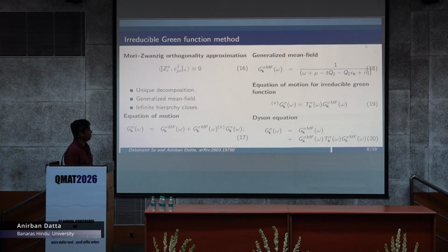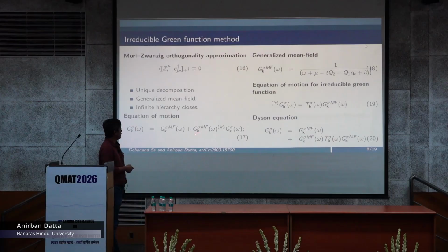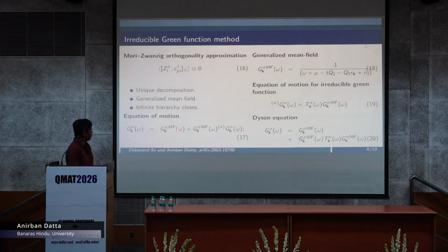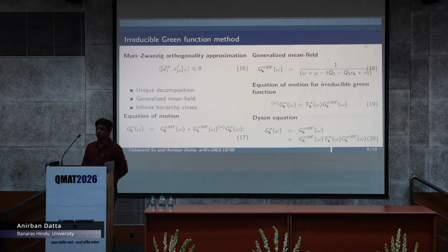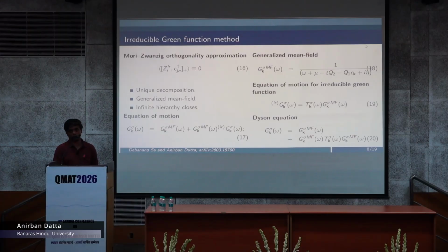So it's a T, which is T times some G mean field, where this G mean field part is what we got from the first equation. And now if I put equation 19 in 17, we can write it in the Dyson form. So this becomes a Dyson equation. Because of this condition, we started with the Heisenberg equation of motion, and this condition converts the equation of motion to the Dyson form.